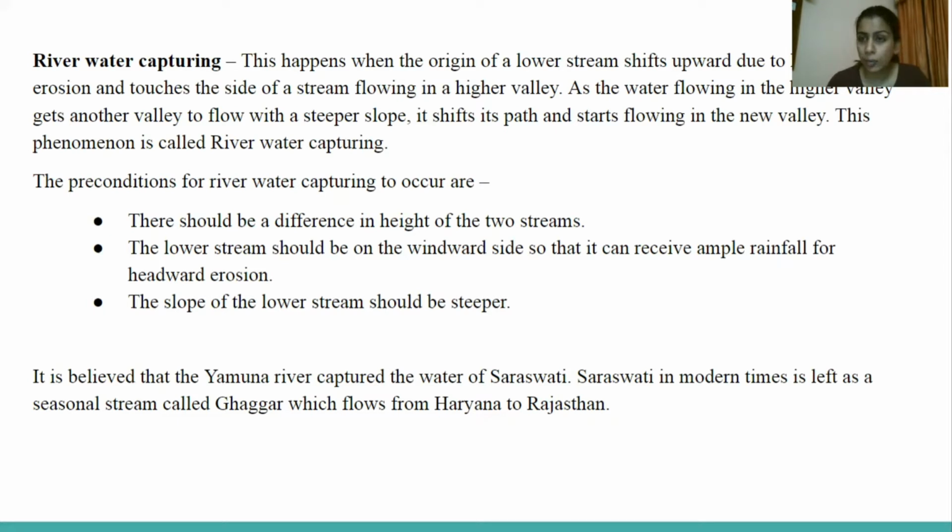तो इसके लिए क्या-क्या preconditions होती हैं? That there should be a difference in height of two streams. The lower stream should be on the windward side so that it can receive ample rainfall or headward erosion. And the third is the slope of the lower stream should be steeper. तो कहते हैं कि जो यमुना रिवर है, it captured the water of Saraswati river. Saraswati in the modern times is left as a seasonal stream called Ghaggar, which flows from Haryana to Rajasthan.